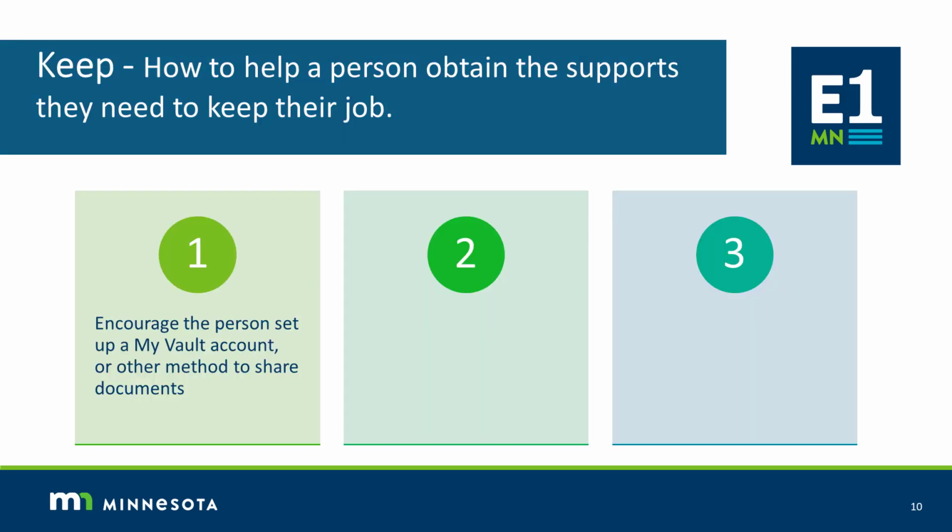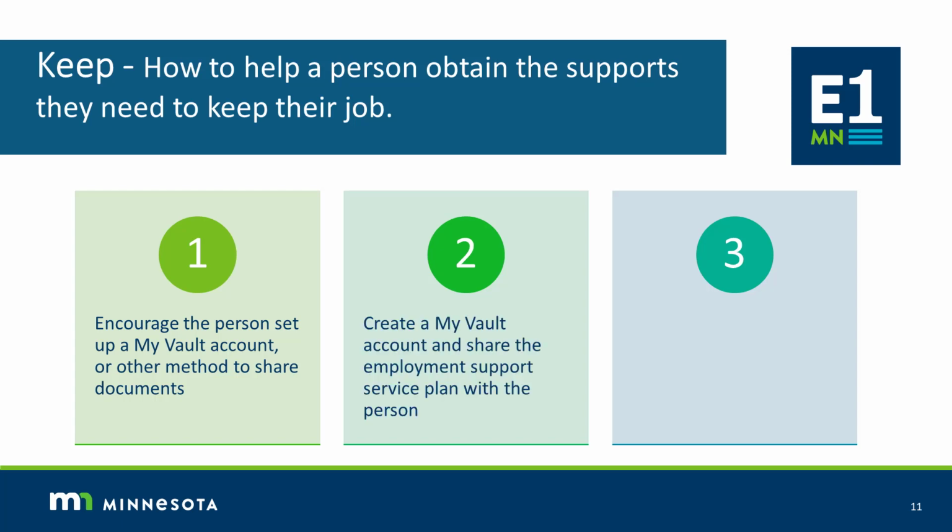During the keep phase, you return to having a primary role, and the actions you take are similar to engage and plan phases. Encourage the person to set up a MyVault account if they haven't already, or identify a different method to securely share documents. If you haven't already, you should set up a MyVault account and share the Employment Support Service plan with the person's MyVault account.